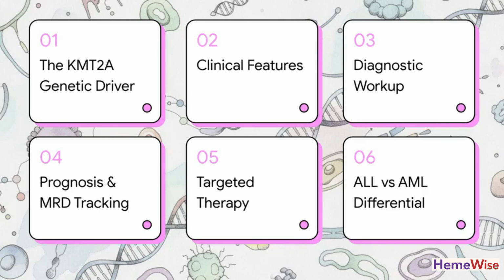Here's our roadmap for today. We'll hit the KMT2A genetic driver, run through clinical features and epidemiology, and break down the pathology and diagnostic workup. Then, we'll look at prognosis and MRD tracking, dive into targeted therapy with menin inhibitors, and wrap up with the differential of ALL versus AML.